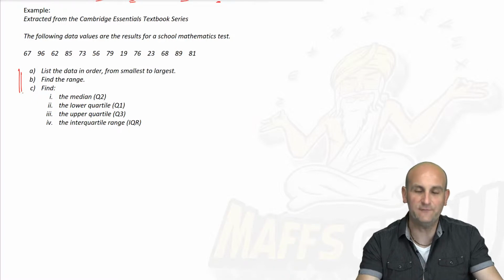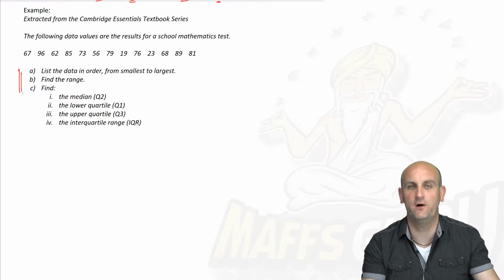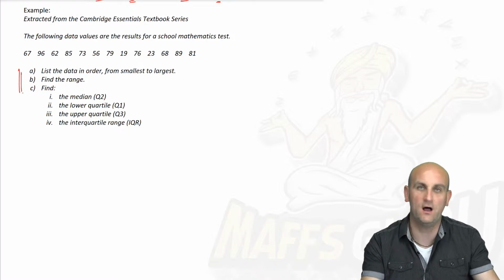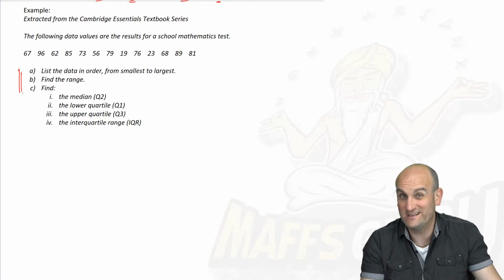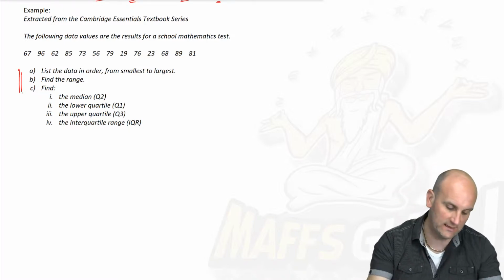The reason we have to list the data is we can't actually find middle quarters or cut data in halves without them being in order. It wouldn't make any sense to us whatsoever. So let's do that now. Let's put it in order.